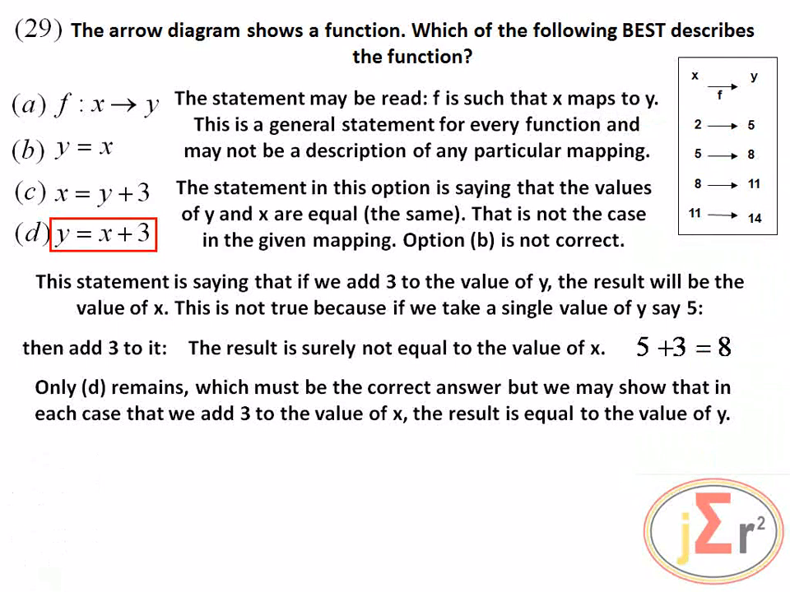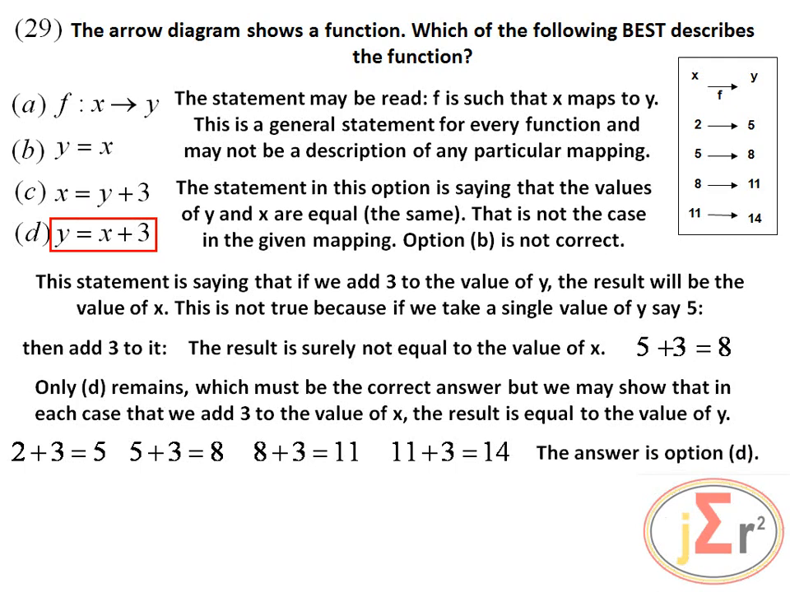So let us begin. 2 plus 3 is equal to 5. 5 plus 3 is equal to 8. 8 plus 3 is equal to 11. 11 plus 3 is equal to 14. So although D is the only option that remains, we may also show that it is correct, although the process of elimination would have confirmed that a long time ago. The answer is option D.